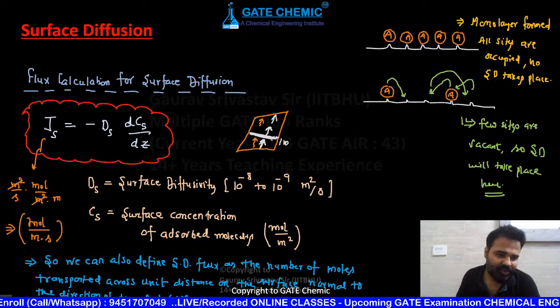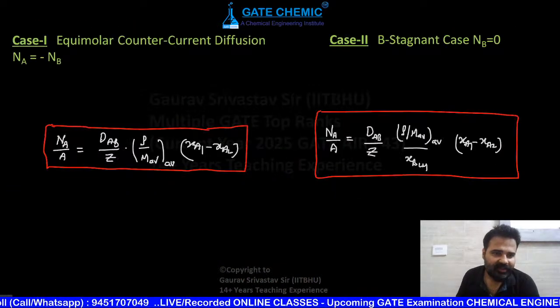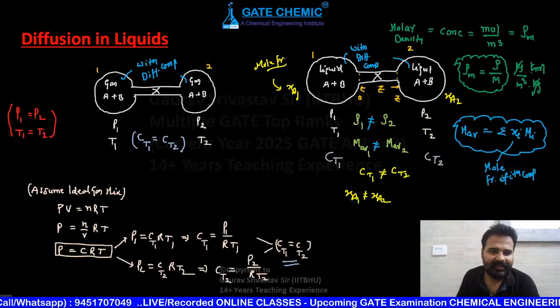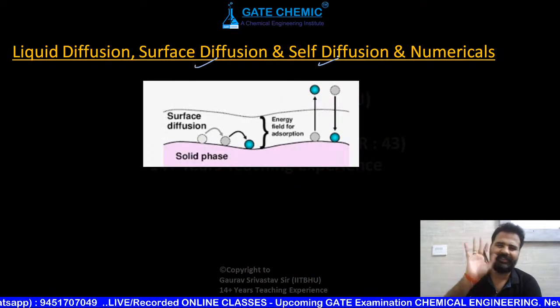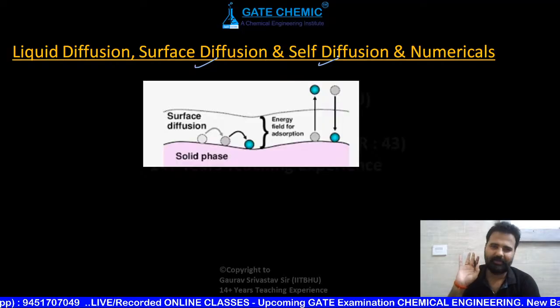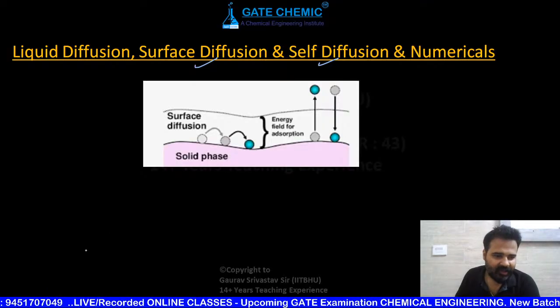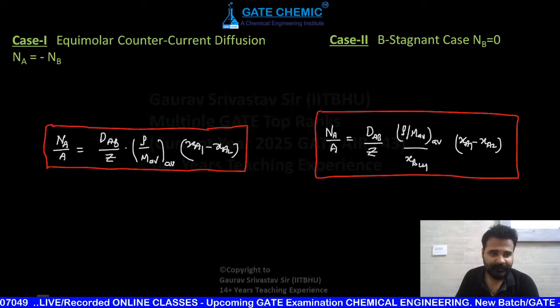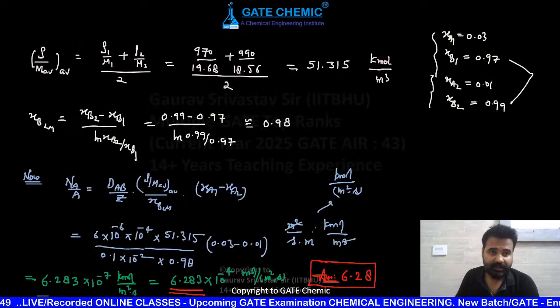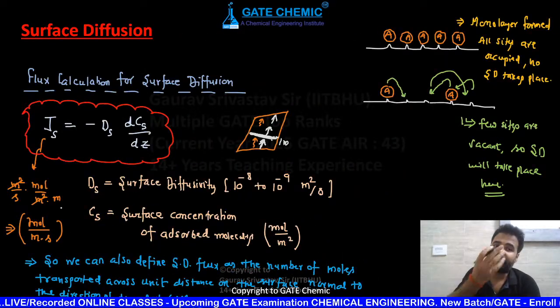Now, first topic is a little bit larger along with numericals, but the second and third topics, that is surface and self diffusion, are very, very easy. Just a 1 minute topic, and asked in interviews as well, and that can be asked in GATE examination and PSU examinations too. So what is surface diffusion?